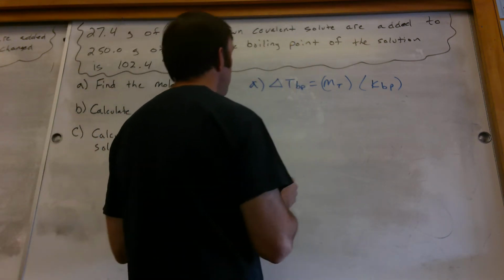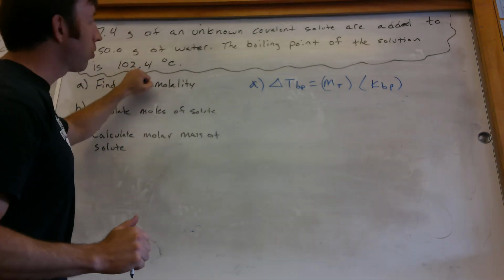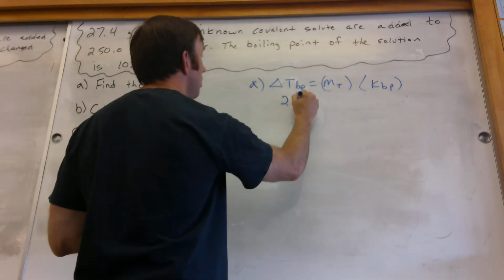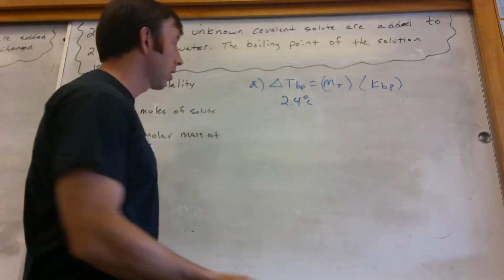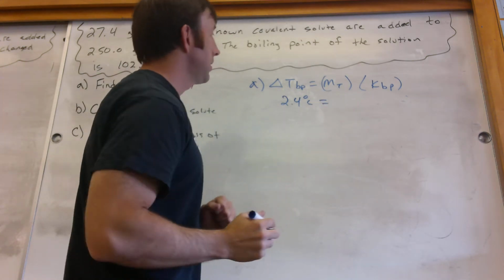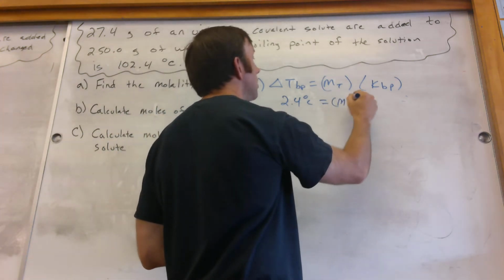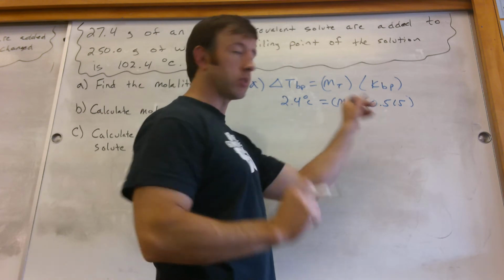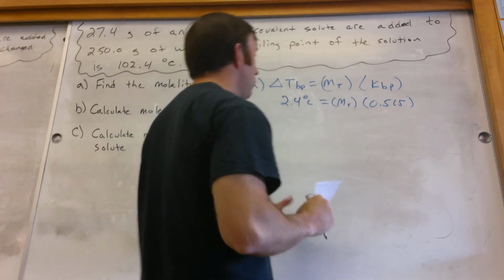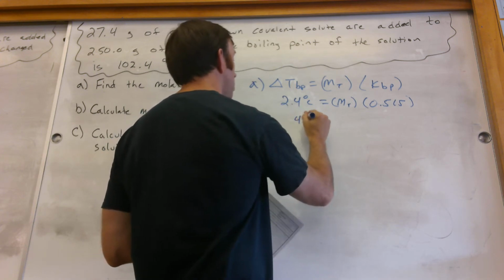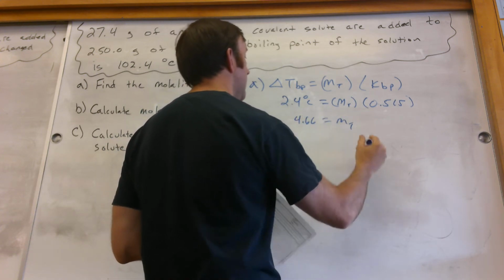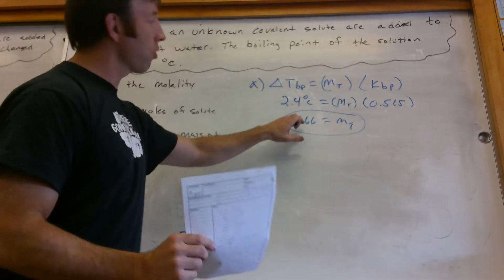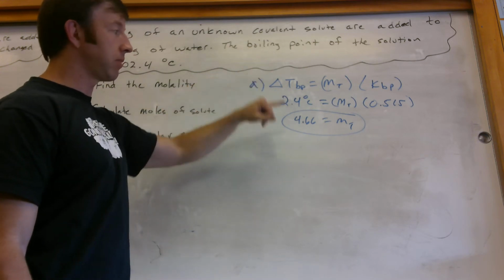All right? So I'm going to fill in my values. I know my boiling point is 102.4, so my change in boiling point is 2.4 degrees Celsius. And that's going to be equal to my molality, which I don't know yet, times 0.515, which is the boiling point constant for water. Right? And then I solve for my molality and I get 4.66 equals m. That's my molality. So letter A, done. All right, so now I know one more bit of information about what's going on up here, and that is my molality.